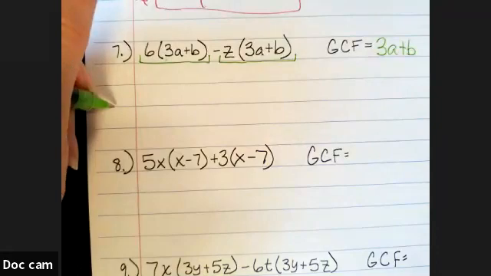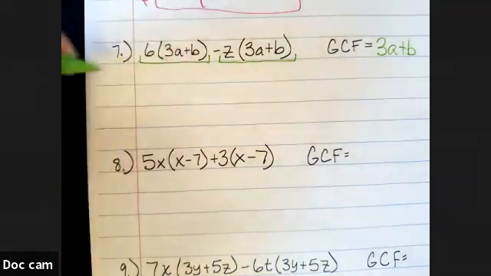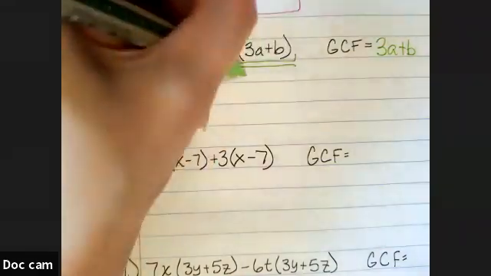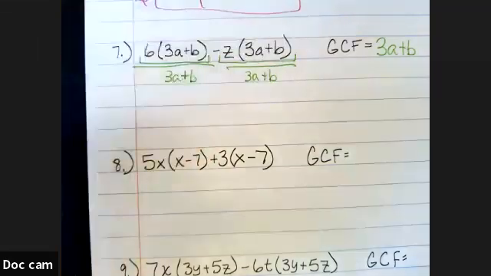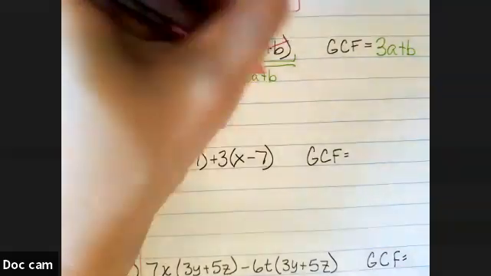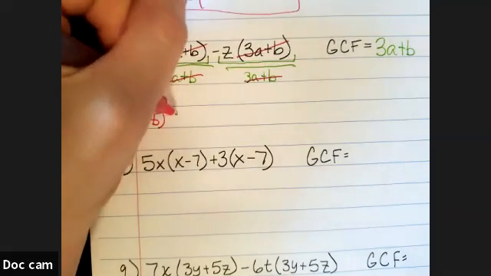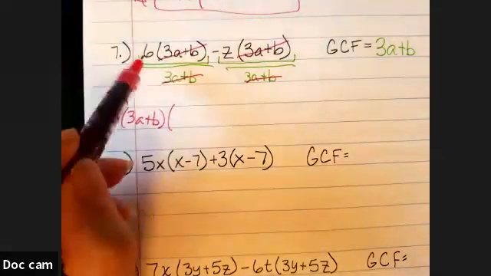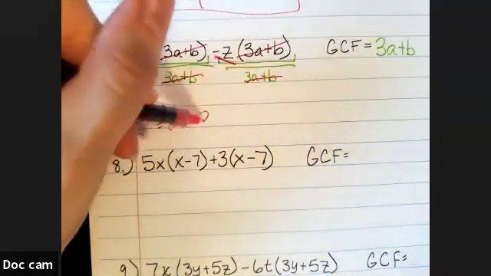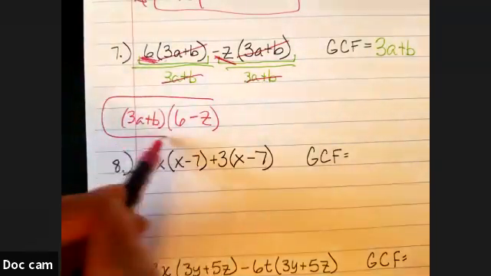This is where it comes in handy to divide. If you divide that by 3a plus b, and you divide that by 3a plus b, then the 3a plus b cancels out. Of course, you still have the 3a plus b in the front, but all you're left with is 6 minus z in the second set of parentheses. You could check that answer by foiling it, I guess.